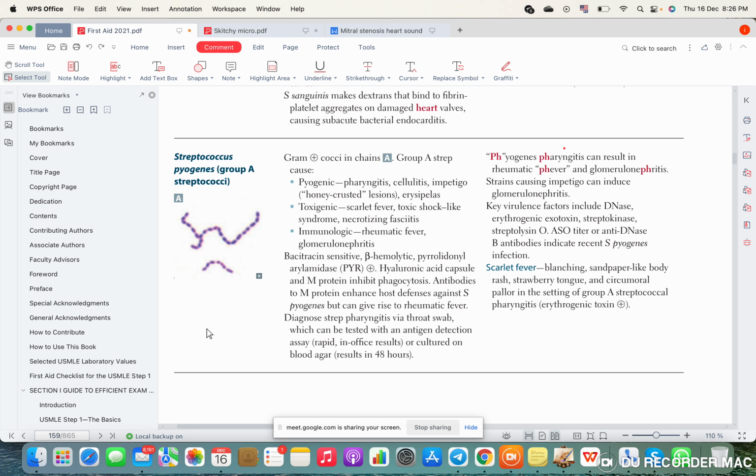Yes, it's negative. It's a gram-positive cocci, and the cocci will be in chains. Group A Streptococcus, yeah. Pyogenic, what does that mean? It means that it can lead to multiple locally bacterial problems, for example pharyngitis, cellulitis, impetigo, honey-crusted lesions, and erysipelas. So one of the most important things actually is erysipelas.